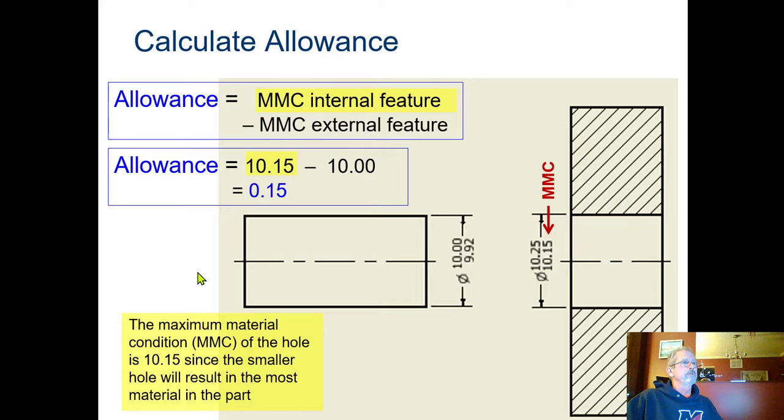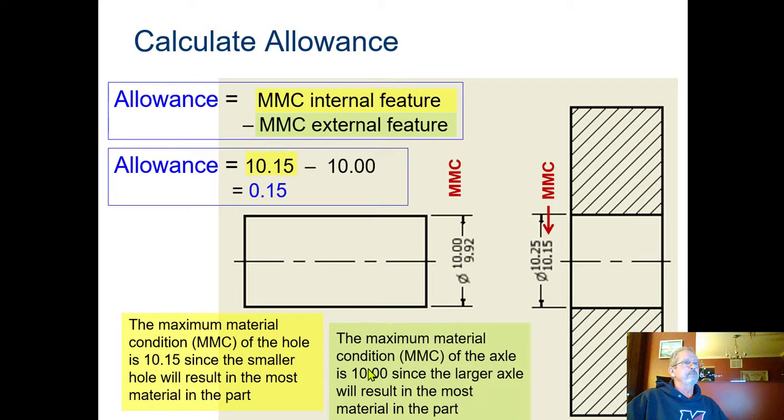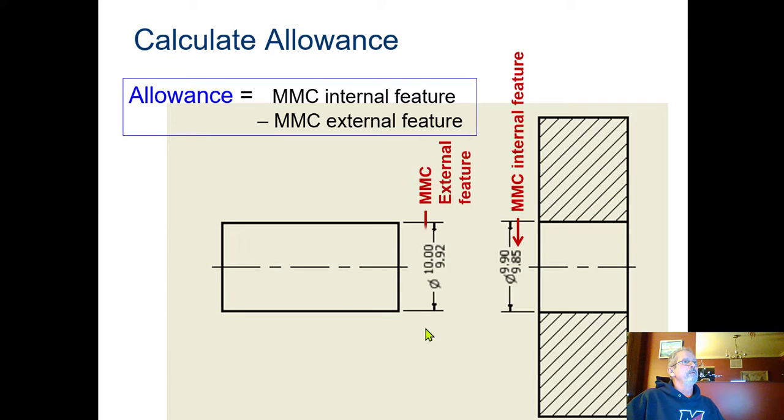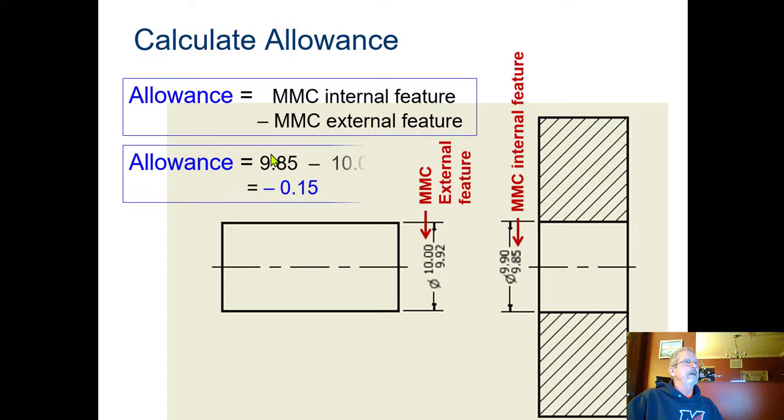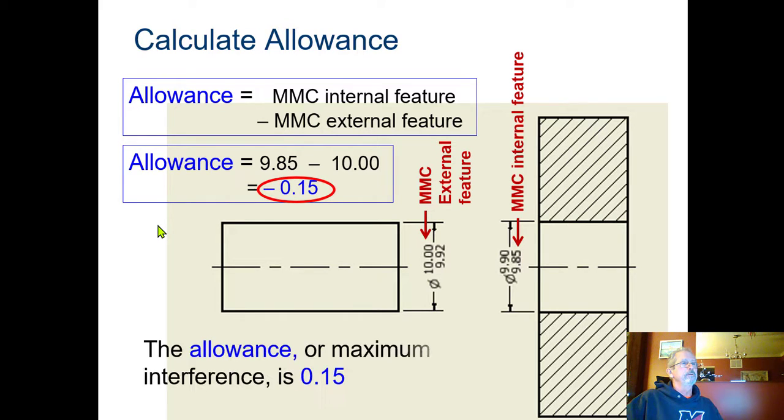So the maximum material condition of the hole, since it's smaller, will result in more material, and the maximum material of the axle is going to be a larger part. Don't get yourself fooled here, all right? So in this case, the maximum material of the feature is going to be 10, and the maximum internal is going to be 9.88. When we take that, we're going to have a negative number, because this piece is always going to have an interference. So when you have a negative number, there's always going to be an interference fit.